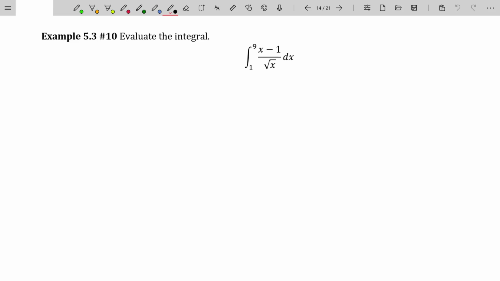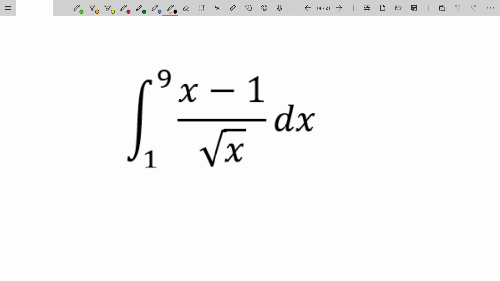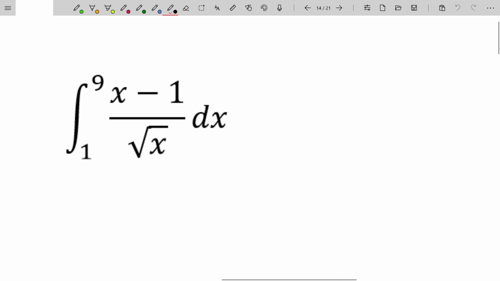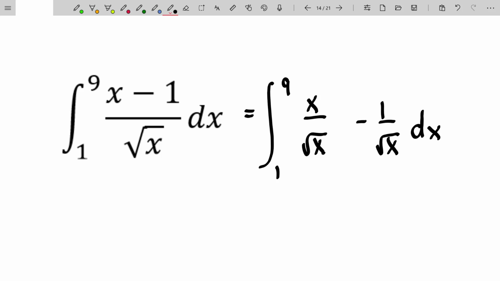As our final example, it's just one to showcase that you need to do algebra before you do calculus. If you look at this, you have no clue what you would take the derivative of to arrive at that fraction. Therefore, there must be something you need to do first, and that something is called algebra. Do algebra before calculus. This is the integral from 1 to 9, and we're going to break it into two pieces, x over root x minus 1 over root x.